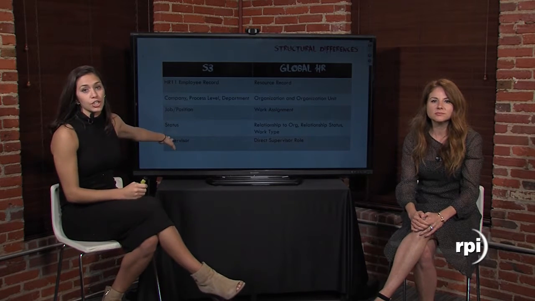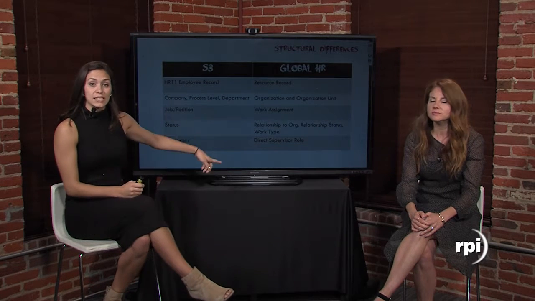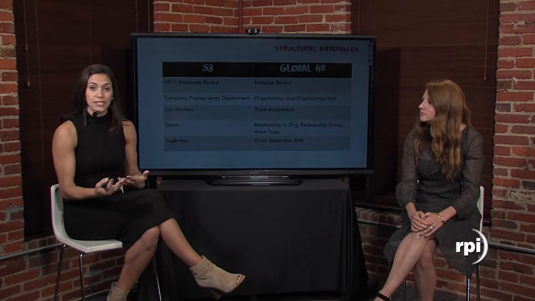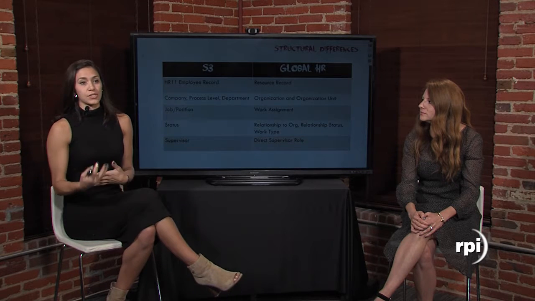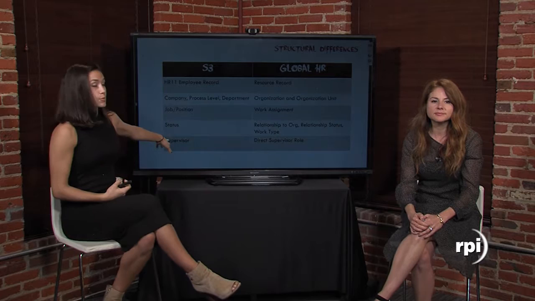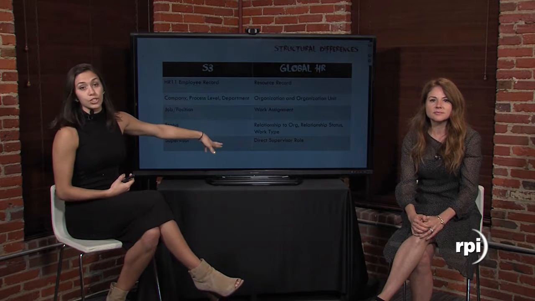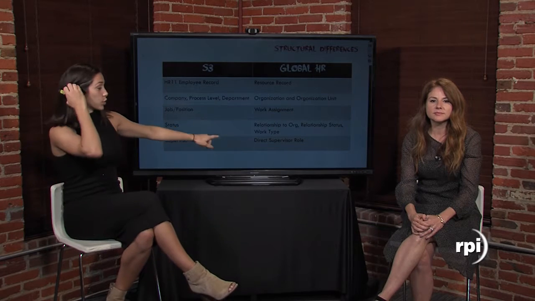Your job and position, you're still going to create jobs and positions in Global HR, but once they get assigned to the resource record, they're going to be work assignments. So instead of referring to an employee's position, you're going to refer to their work assignment. Your status breaks out into 3 components in Global HR. You have your relationship to org, your relationship status, and your work type.